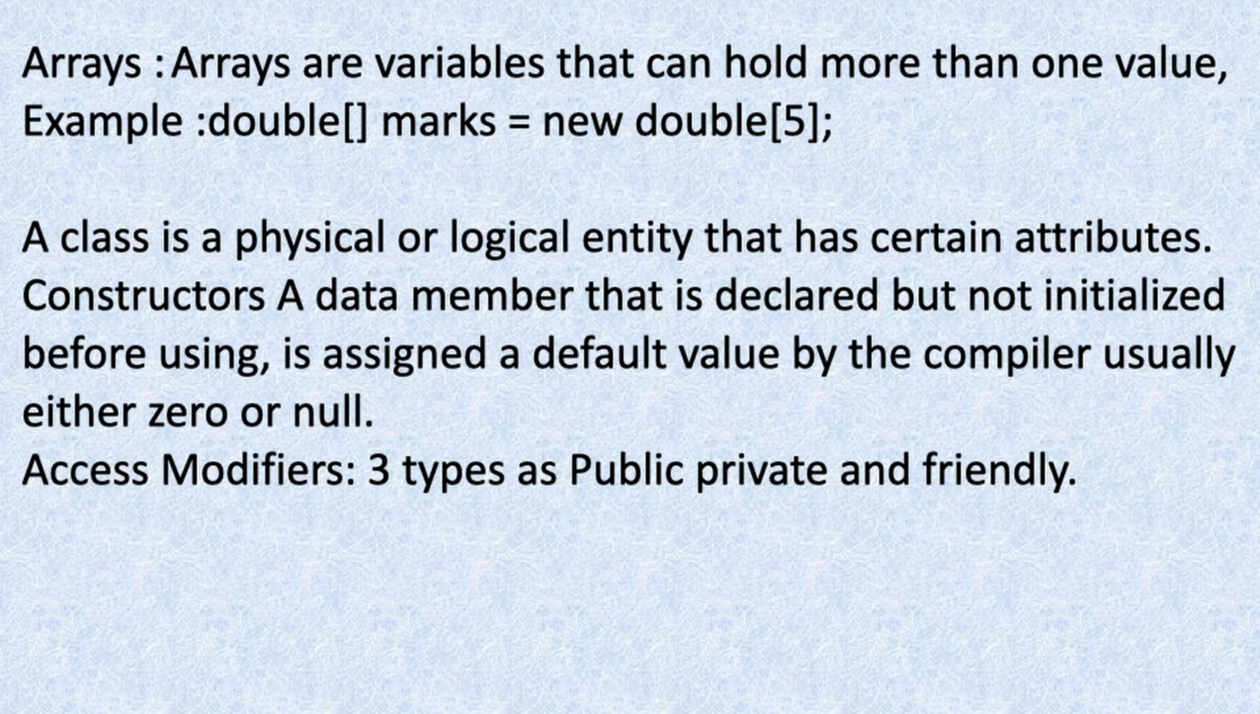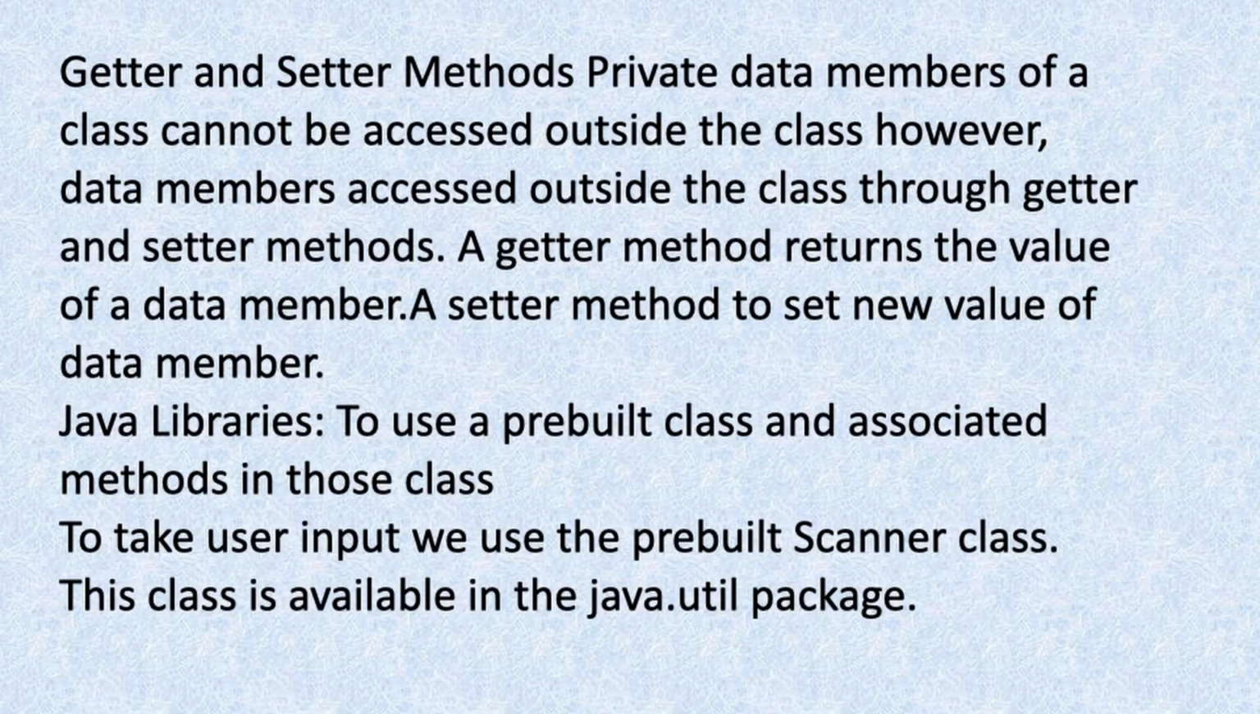Access modifiers: there are three types of access modifiers: public, private, and friendly. When the access modifier is private, getter and setter methods are used to access the data members outside the class. A getter method returns the value of a data member, a setter method sets a new value of a data member. Java libraries let us use a pre-built class and associated methods. To take user inputs, we use the pre-built Scanner class. This class is available in the java.util package.